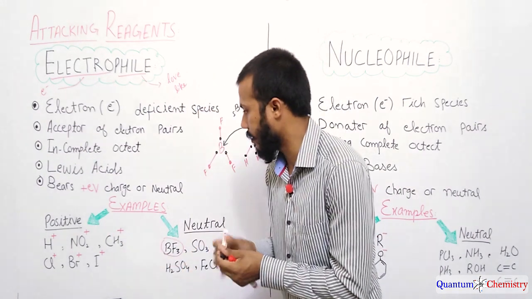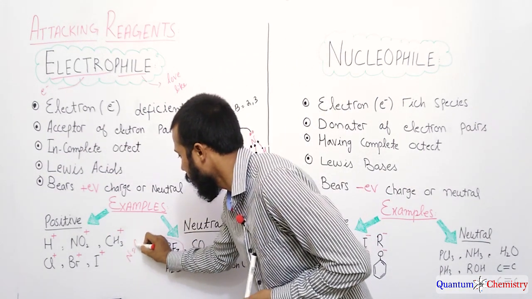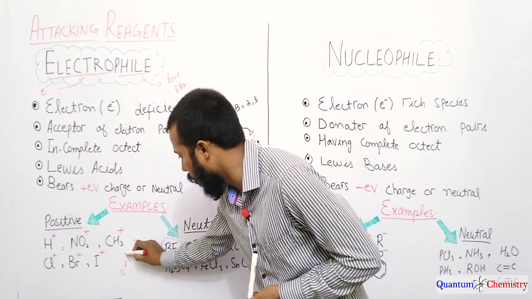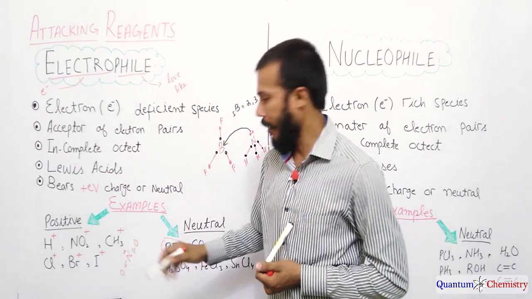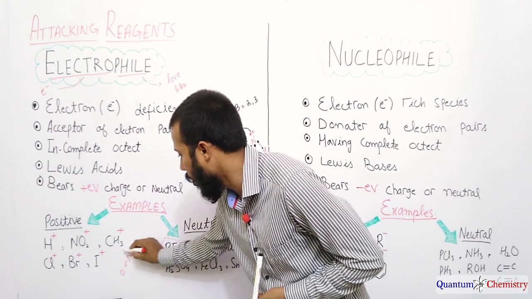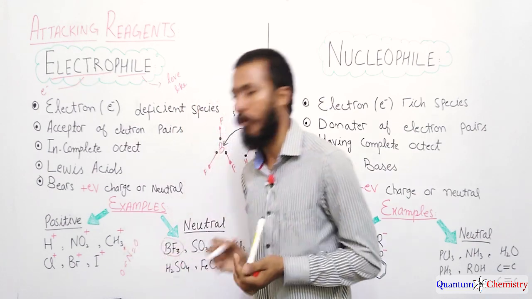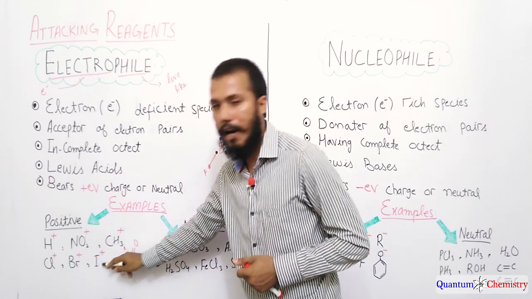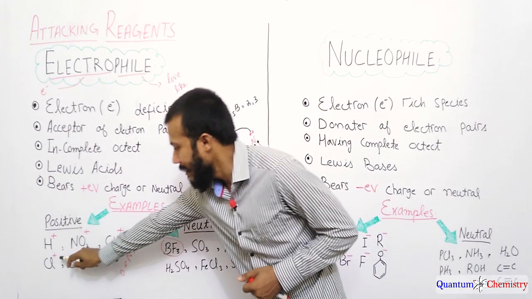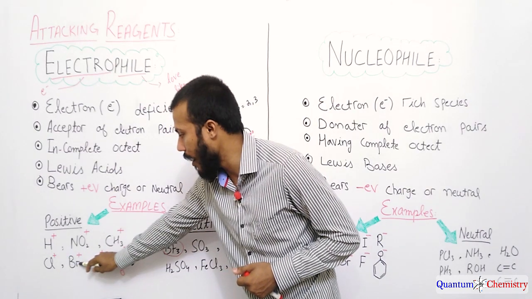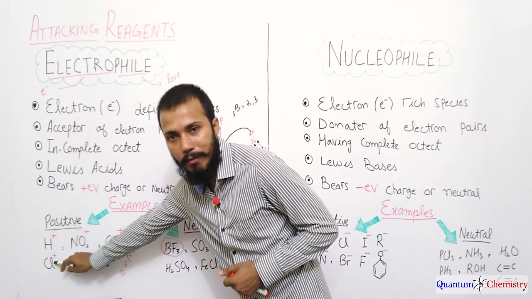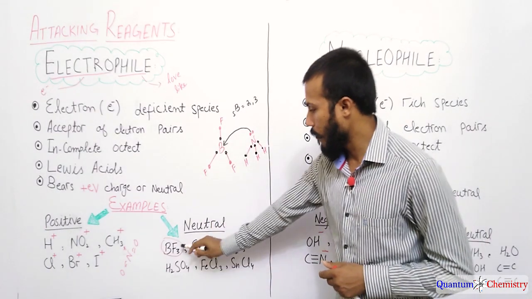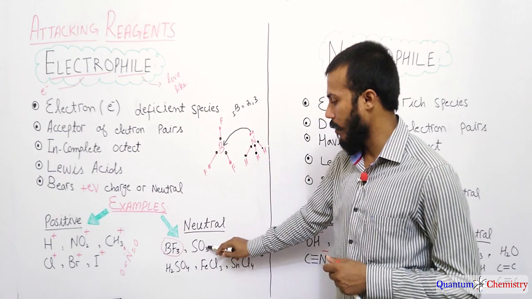Similarly, the nitronium ion also has a deficiency of electrons and a partially positive charge on it. We can explain it by the double bond adjacent to the atoms, where a lone pair of electrons is taken away, therefore it has a positive charge. Similarly, the chloronium ion, bromonium ion and iodonium ion. Remember that these are not chloride, bromide, iodide, but chloronium, bromonium and iodonium ions. Then the neutral examples: first BF3, boron trifluoride, and sulfur trioxide.